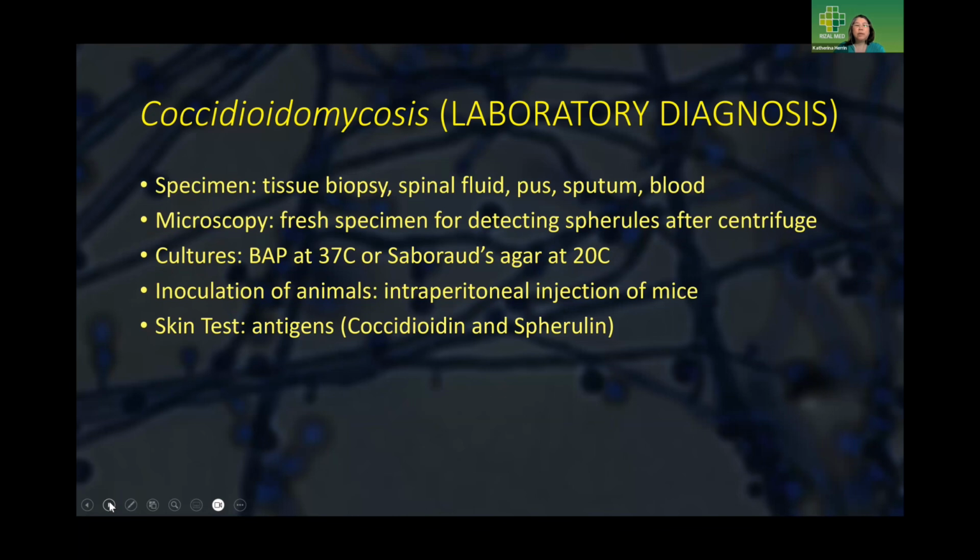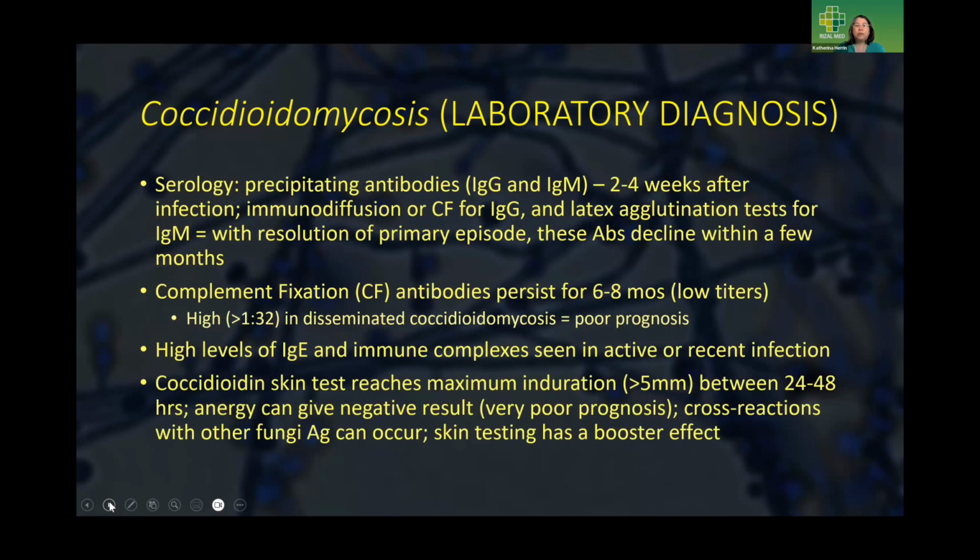There's a skin test making use of coccidioidin and spherulin to check for presence of antibodies. There are serologic studies specifically to test for presence of precipitating antibodies, your IgG and IgM, which can be present 2 to 4 weeks after infection. Complement fixation antibody tests can be positive up to 6 to 8 weeks after infection in low titers. If you do find high titers, especially in disseminated coccidioidomycosis, it usually signifies poor prognosis.